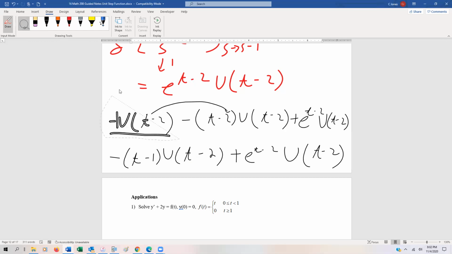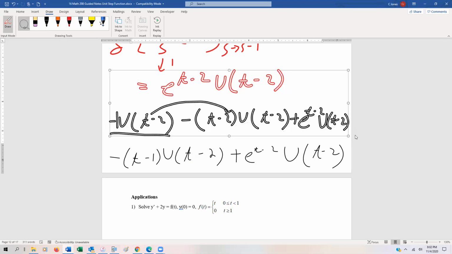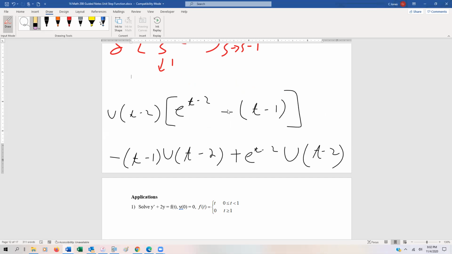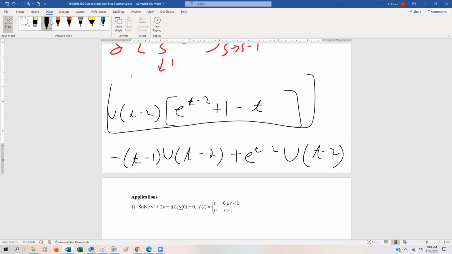So just to shape this up just a little bit more, a really nice answer we could get is unit t minus 2 times the quantity of e to the t minus 2 minus the quantity of t minus 1. Or if we just want to distribute that to make it even nicer, we could just say 1 minus t in here. All right, and that's probably the nicest looking of the inverses that we can get, even though it's not all that nice.